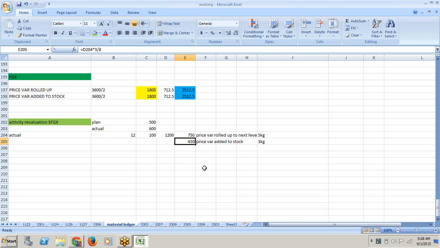That is the revaluation of the activities at the semi-finished goods level. At the raw material level, there are no activities, because we are purchasing raw materials from external sources. Next one, finished goods: revaluation of activity at the finished goods level.